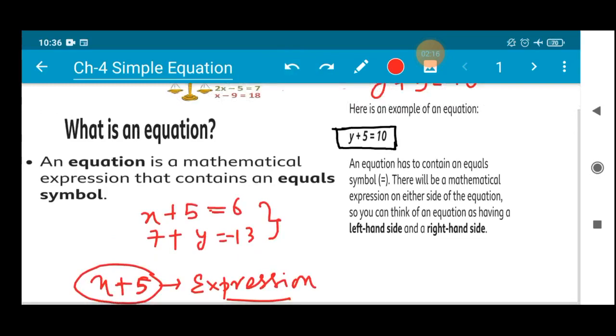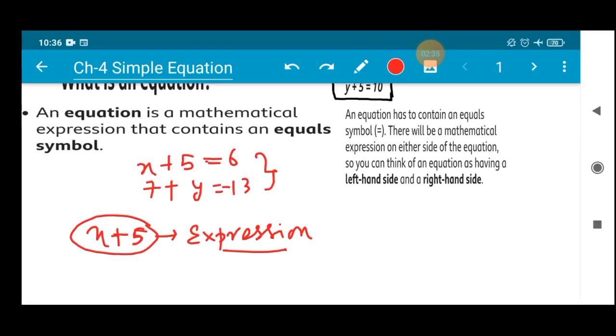Okay, now an equation has to contain an equal sign. We have already discussed that the equal to sign must be there whenever an equation is formed. There will be a mathematical expression on either side of the equation. So you can think of an equation as having a left hand side and a right hand side.